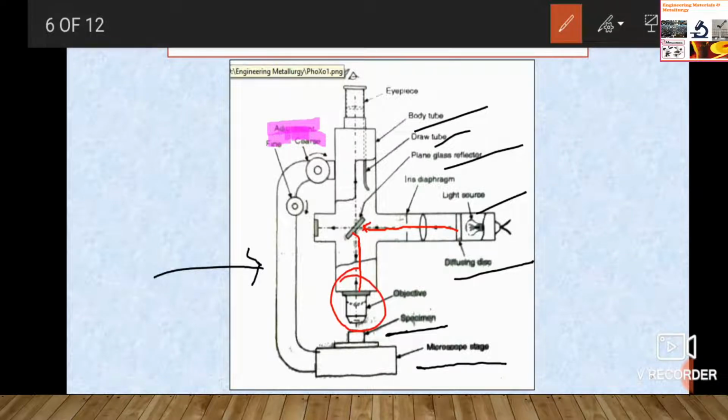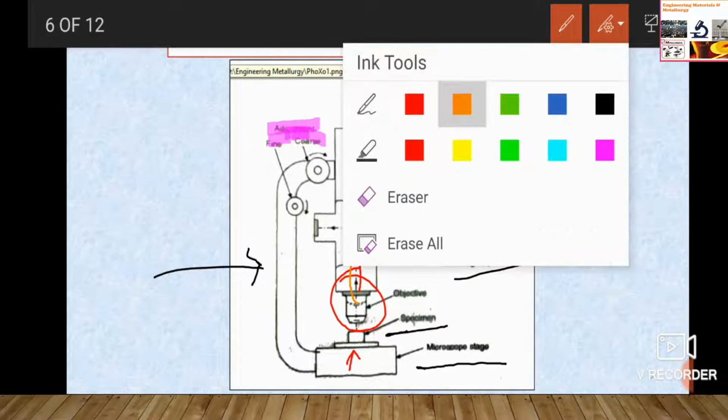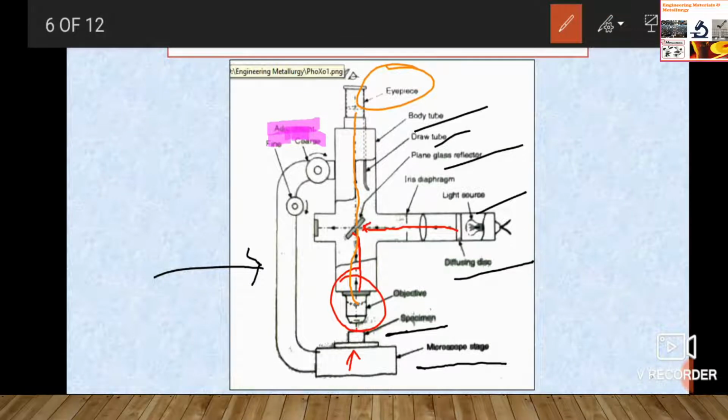This is the objective lens. So through that objective lens, it goes to the specimen. From the specimen, it is again reflected back through this glass reflector, and it is reflected back to this eyepiece.